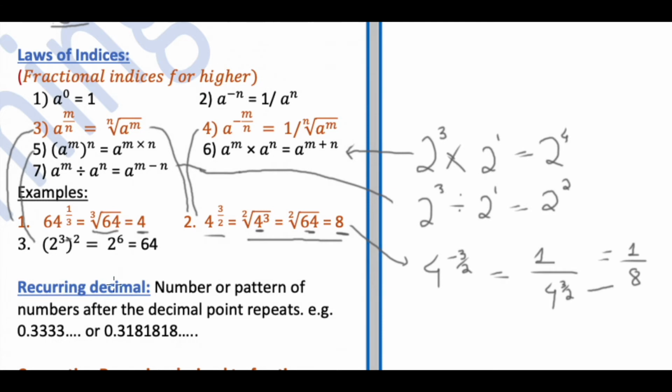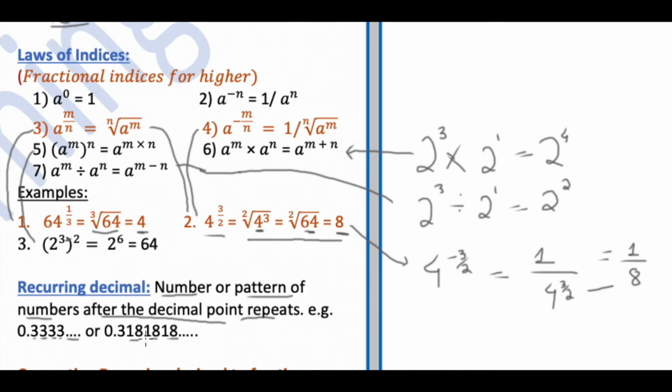And recurring decimal is a specific type of decimal in which a number or pattern of numbers after the decimal point repeats. For example, if you look at this one, here is the 1-digit number 3, which is repeating itself again and again and so on. And here is the pattern of numbers, which is 1 8 1 8 1 8.